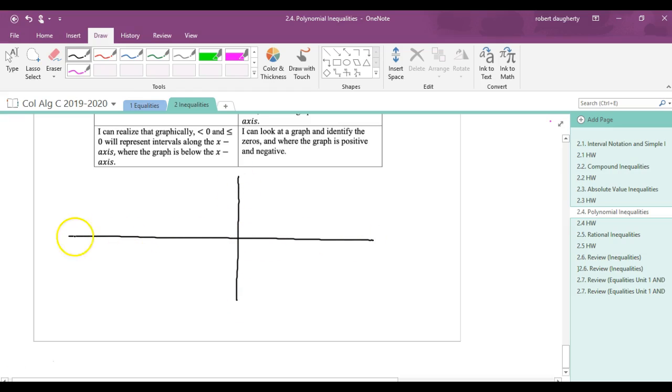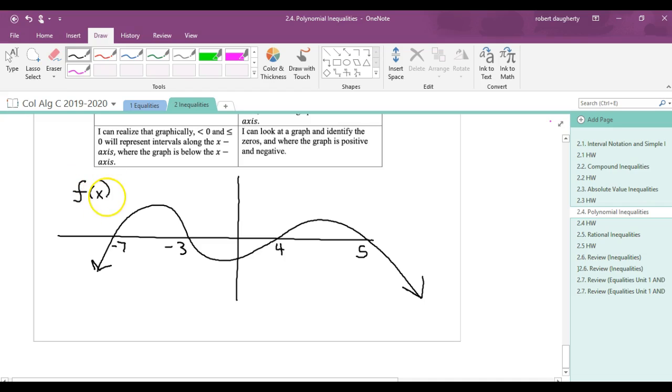Got space, draw something like this. So we'll put this at, we'll say, -7, -3, 4, and 5. Okay. So this is, I've drawn the graph of f of x. And I want to ask you, where is f of x less than or equal to 0? And then where is f of x greater than 0? Okay. So first of all, let's figure out what all the zeros are.